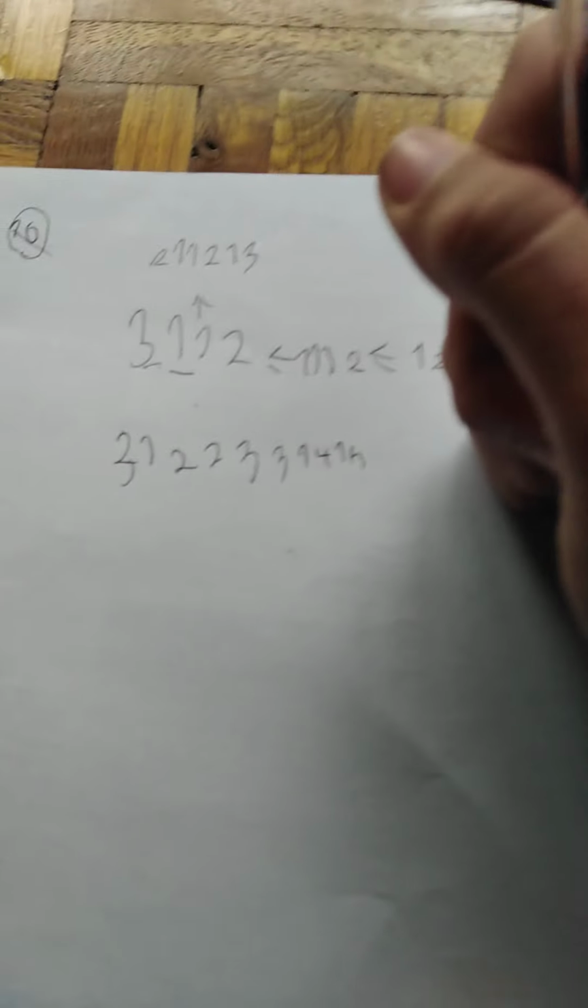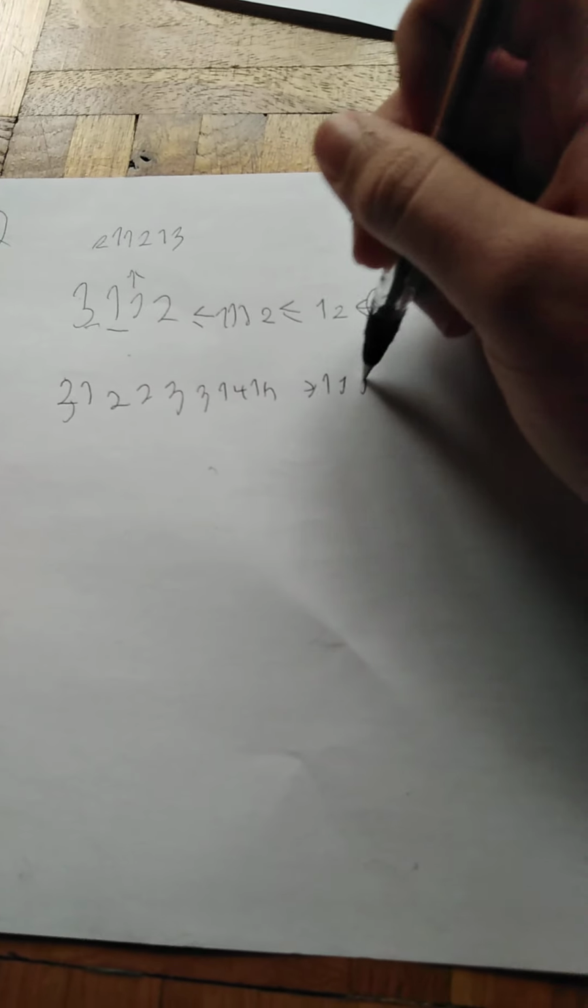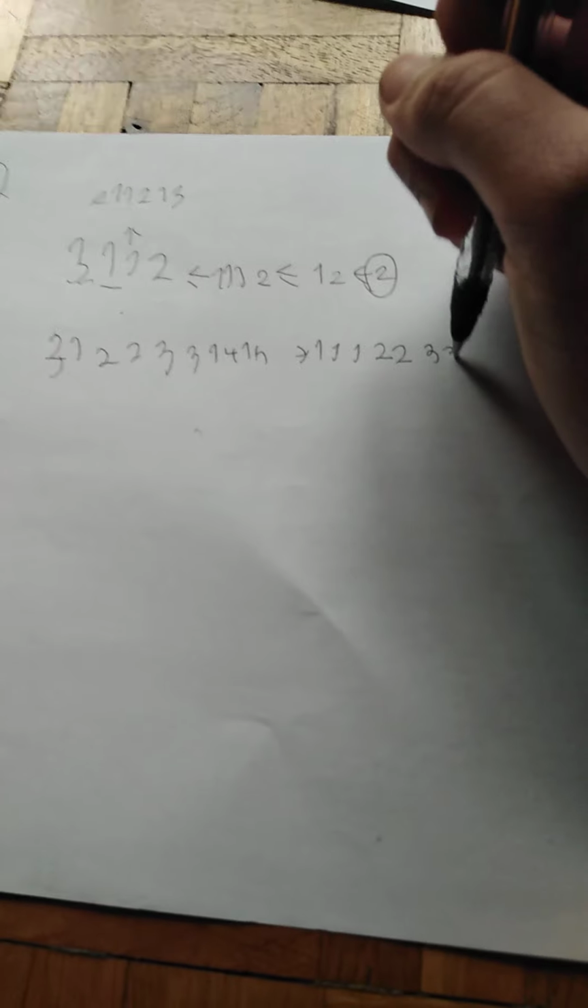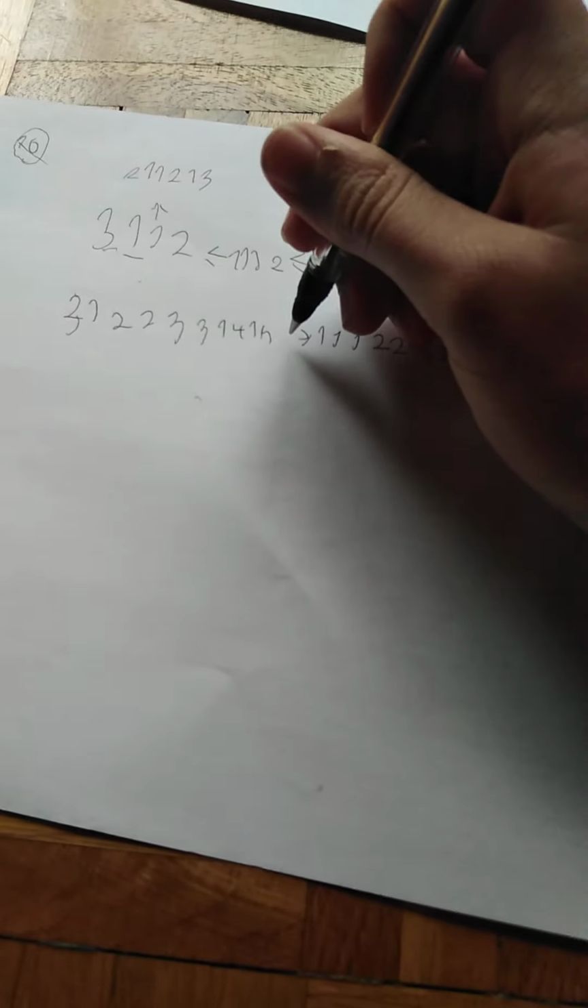Now, no, the number has three 1s, two 2s, three 3s. Actually, it should be the other way. Whatever, this is our inverse line.